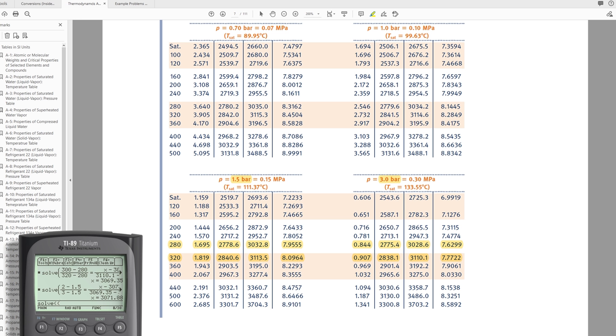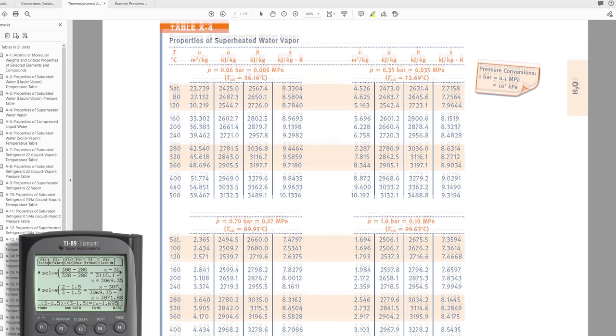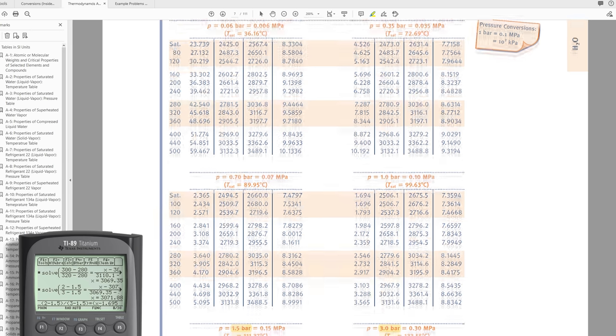For 2 bar and 280 degrees Celsius, we're going to take 2 minus 1.5. Correct minus sign is important. Divided by 3 minus 1.5. And that's equal to x minus, correct minus sign, the value for specific volume at 280 degrees Celsius and 1.5, which would be 1.695. Let's just double check that that's not taken times 10 to the negative third. It isn't.